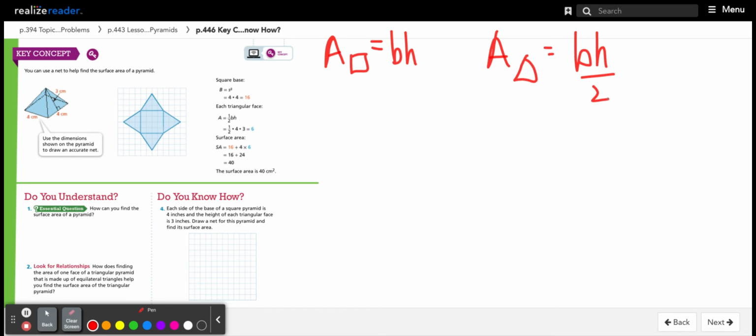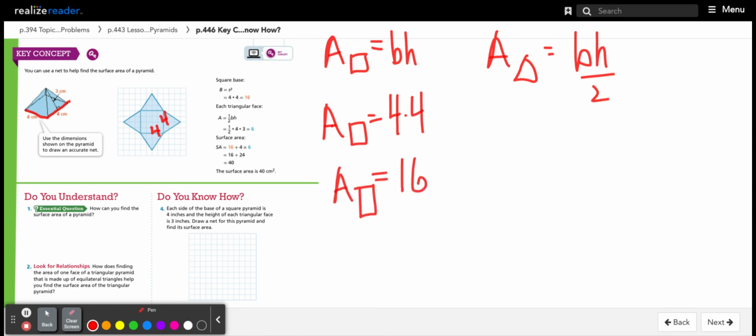So now we have to figure out what is the base of the square. I can look in the picture of the shape, or I can look at the net and I can count the boxes here. 1, 2, 3, 4. So I have a base of 4 and a height of 4. So the area of the square will be what? The area of the square is 4 times 4. The area of the square is 16 centimeters squared.